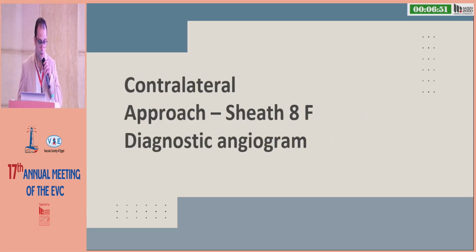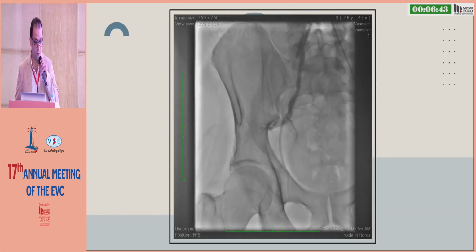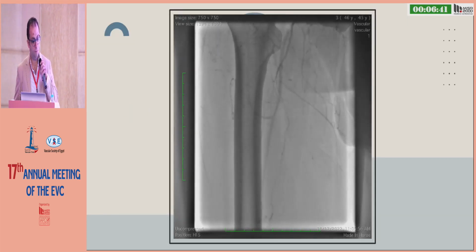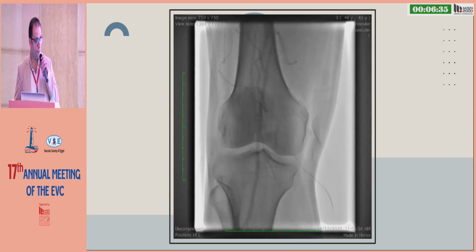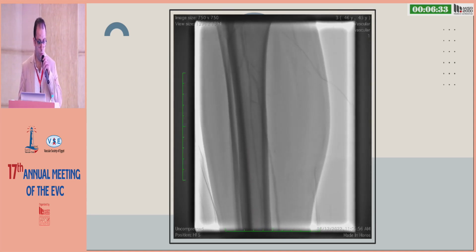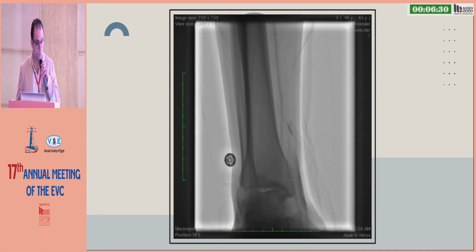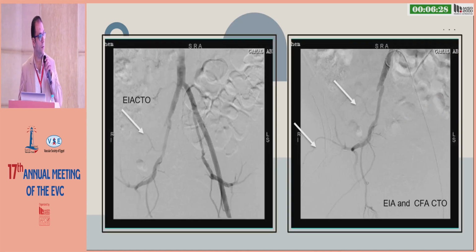From the contralateral approach, an 8 French sheath was inserted retrograde in the left common femoral artery, and the diagnostic angiogram shows that there is chronic total occlusion of the external iliac, common femoral and superficial femoral arteries. This external iliac artery is a chronic total occlusion, and here is the external iliac and common femoral artery occlusion.